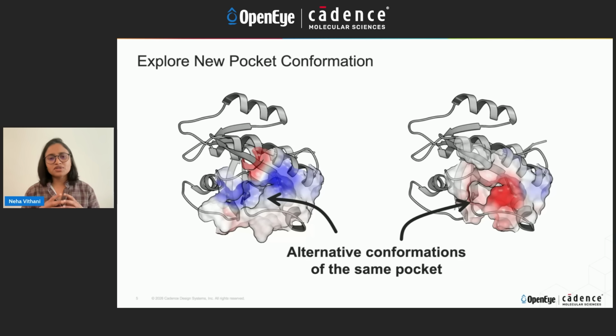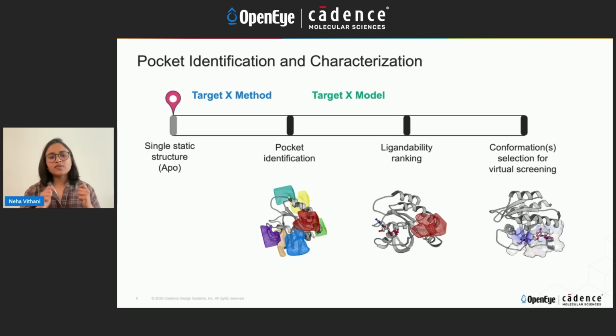Regardless of which option you choose, you are starting with a single static structure of your disease target, which is often an apo structure, and you first want to identify all possible pockets in this target. Next, you would want to identify a pocket that has high likelihood of binding to ligand molecules. Finally, you need to select pocket conformations that can yield you high success during virtual screening in separating actives from inactives.